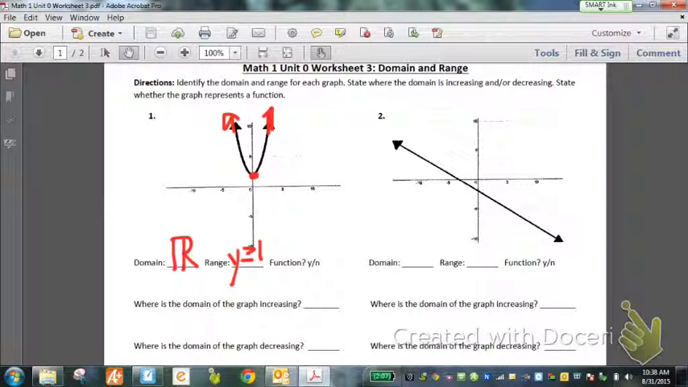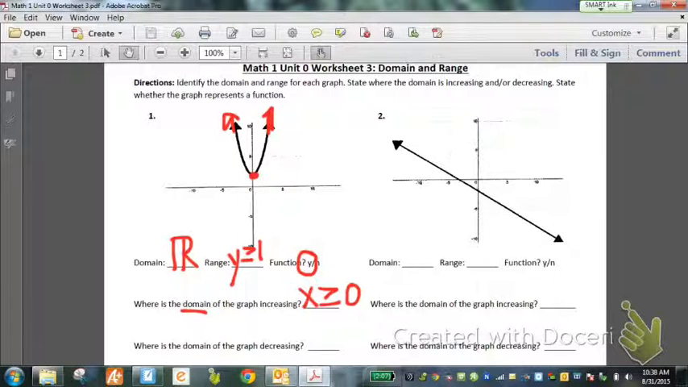Is this one a function? Yes, so you would circle yes. And then this is the part that I really wanted to go over with you guys. Where is the domain of the graph increasing? It says domain, which means x's or y's? X's. So for which x values is the graph increasing? 0 and higher. So we would say x greater than or equal to 0. Thank you. Because for all x values bigger than 0, as we go to the right, the graph is increasing.